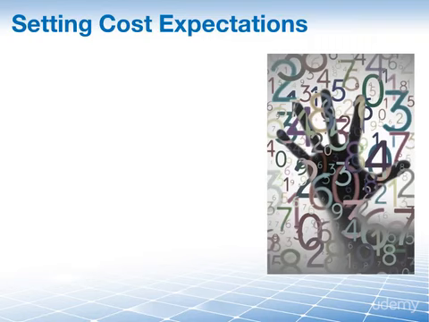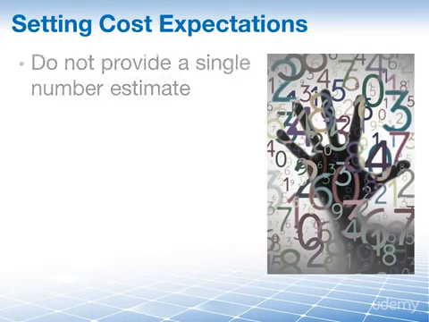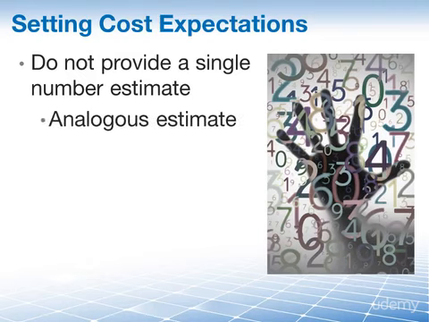Let's take a little detour here on how to set the right cost expectation with your sponsor or others that you work with on the project. The first rule of setting cost expectation is do not provide a single number estimate. Memory can be a tricky thing. Let's say, based on doing some analogous estimating, you think that your project is going to cost 100,000 euro, which you then communicate to the customer.